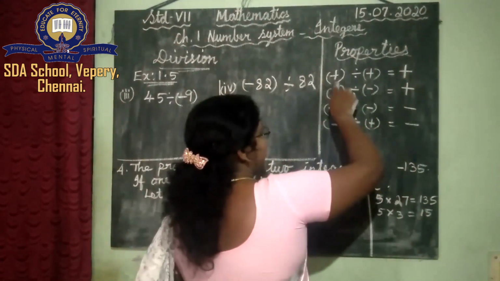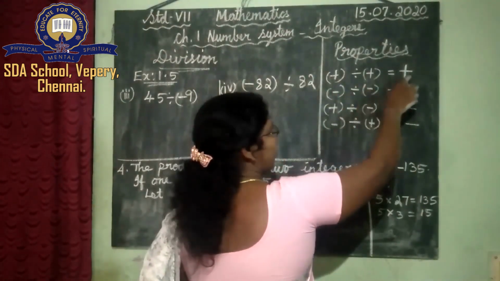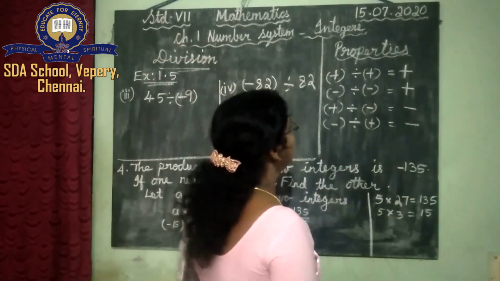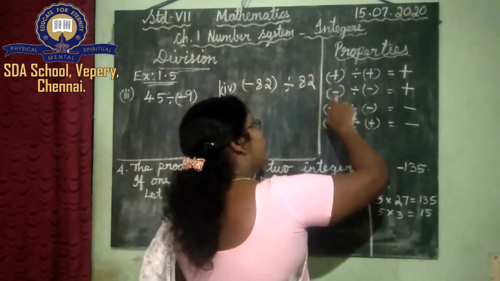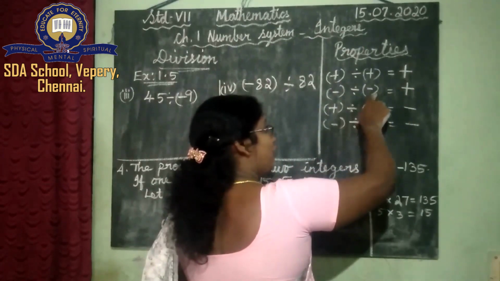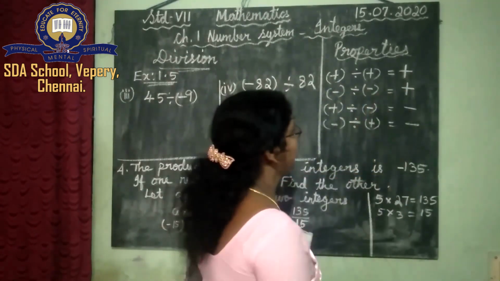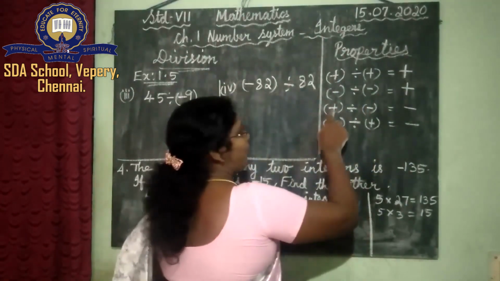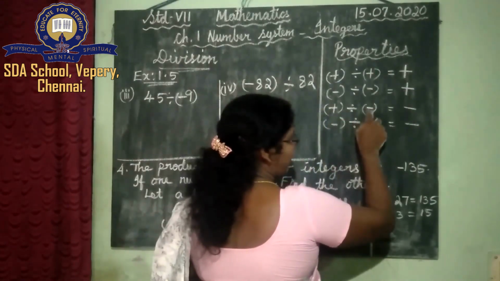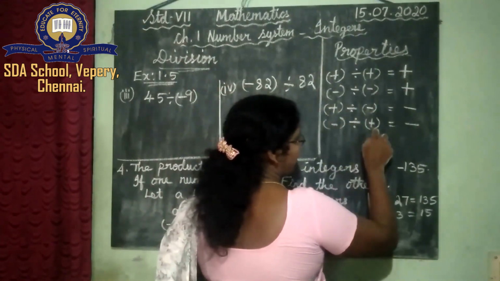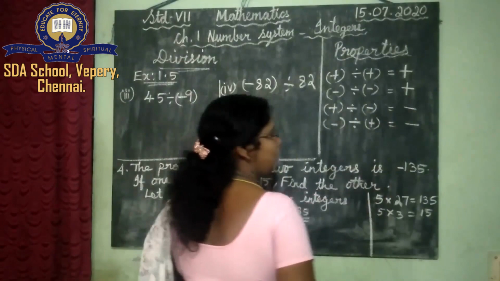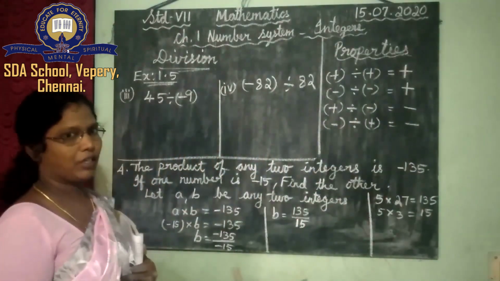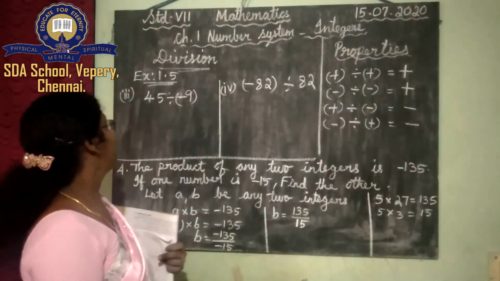When a positive integer is divided by a positive integer, we get the answer also positive. When we divide a negative integer by another negative integer, we get the answer as a positive integer. When positive and negative are divided, or negative and positive are divided, we get the answer with a negative sign. With that we are going to do this.